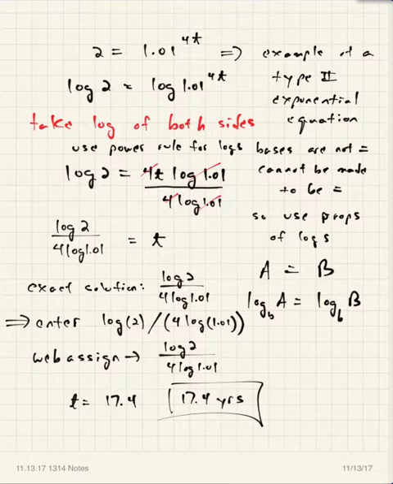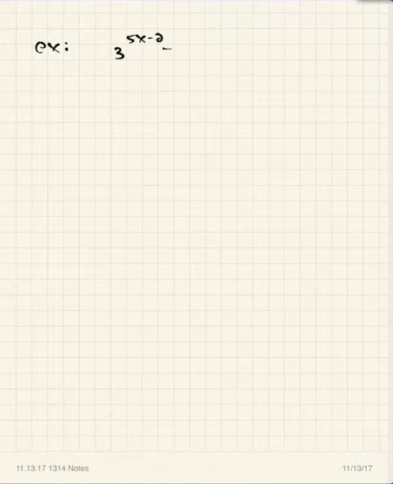All right, so this is the kind of problem that we want to look at now. This is an example of a type II exponential equation, and so we want to look at a couple more type II exponential equations and use properties of logarithms to solve those. All right, so let's look at another couple of problems here. So the next example, let's say that we have 3 to the 5x minus 2 equals 30 power.